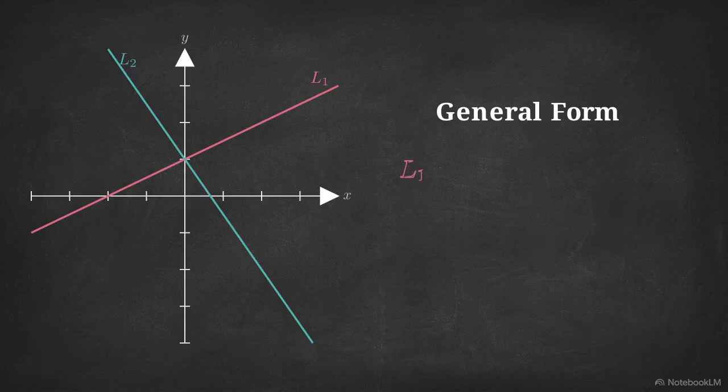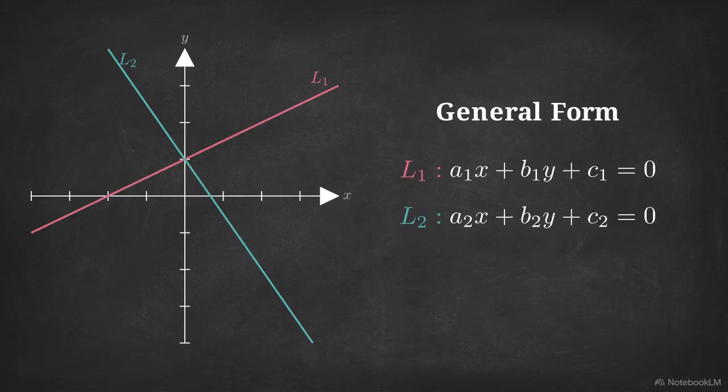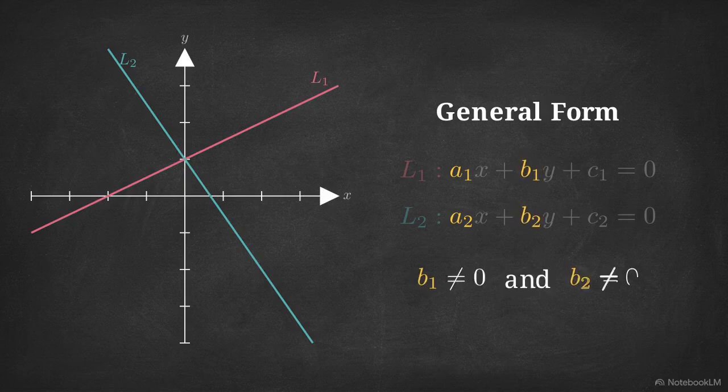Line 1 is a1x plus b1y plus c1 equals 0, and line 2 is a2x plus b2y plus c2 equals 0. The a and b coefficients are the specific values that determine the orientation of these lines. For this derivation, we are looking at non-vertical lines, meaning the y coefficients, b1 and b2, are not 0.